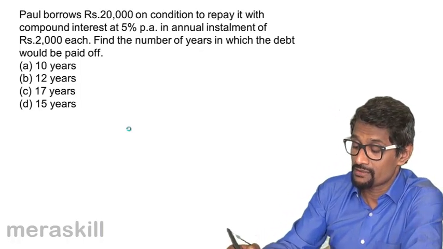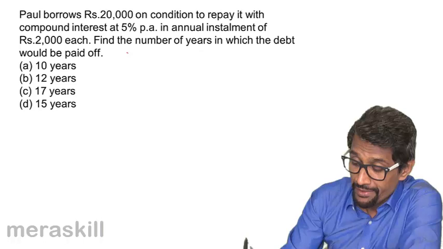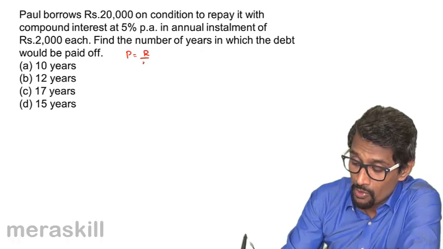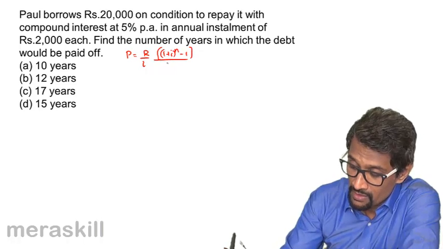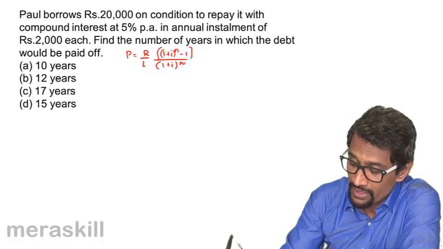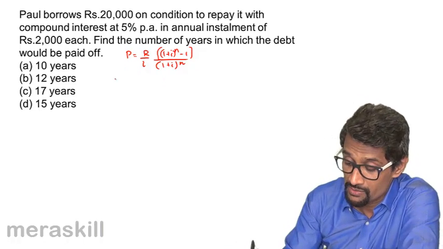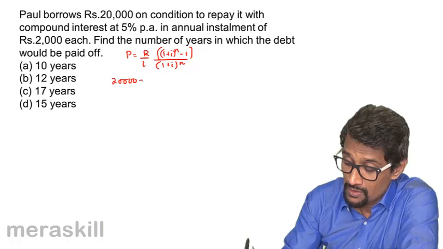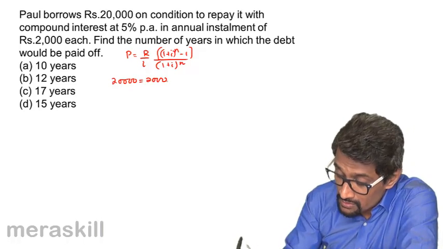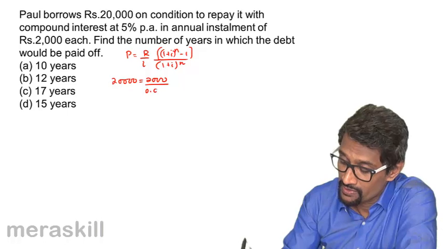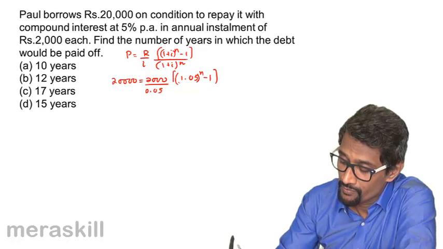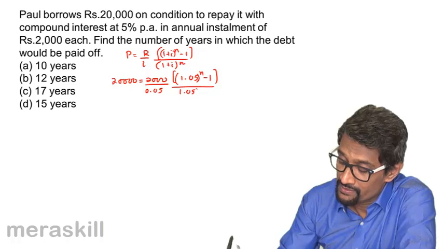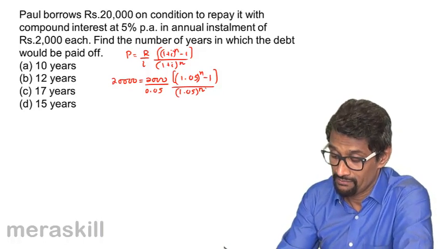So we have a case of P is equal to R upon I into 1 plus I raised to n minus 1 upon 1 plus I raised to n. So we need to find n here. So P is going to be 20,000 is equal to 2,000 upon I, which is 0.05, into 1.05 raised to n minus 1, divided by 1.05 raised to n.